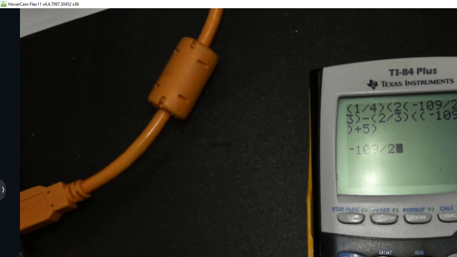Now, whether you leave it as a fraction or write it as an equivalent decimal that's not rounded, it would be fine.